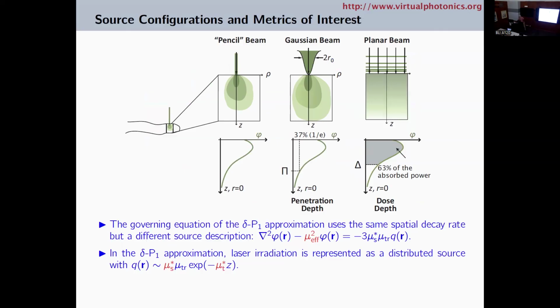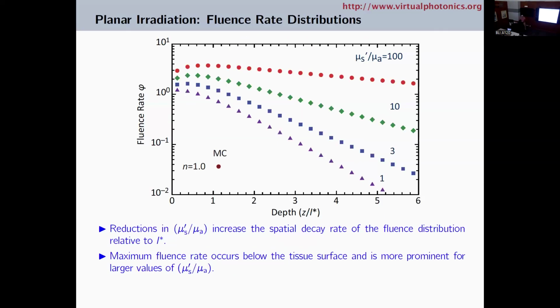And these Monte Carlo simulations show you the spatial decay of that light field as a function of depth. I've normalized the depth relative to what's called the transport mean free path, which is 1 divided by the sum of mu A plus mu S prime. Okay, so that's very common in our field.